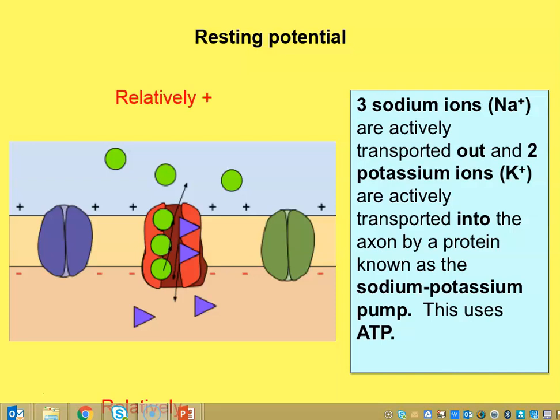And in the centre, the red one, we have a sodium potassium pump, and because that is a pump, that requires the use of ATP. The potassium channel and the sodium channel do not require ATP at all.